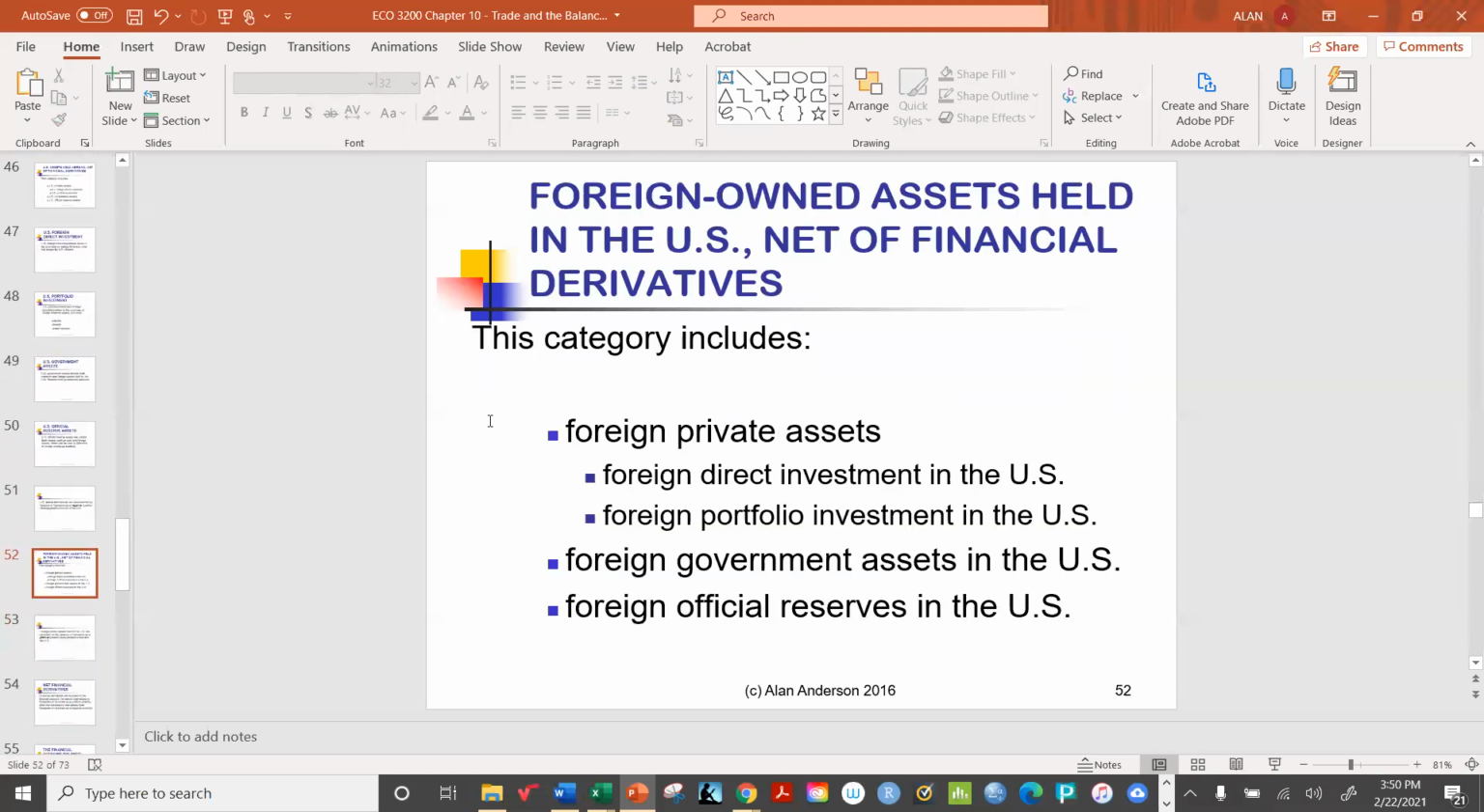All right, and then this just works in reverse. In other words, those were American-owned financial assets. This is just coming from the other direction. Foreigners can buy American companies. They can buy American stocks and bonds. Foreign governments can own assets in the United States. And there can also be foreign reserves in the U.S. Like I said, with the gold in the basement of the New York Fed, a lot of that belongs to foreign countries. And so therefore, that would be considered foreign official reserves in the U.S.